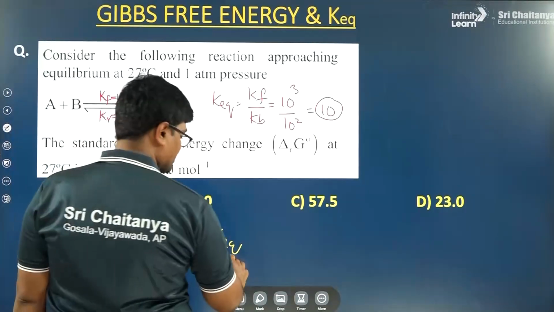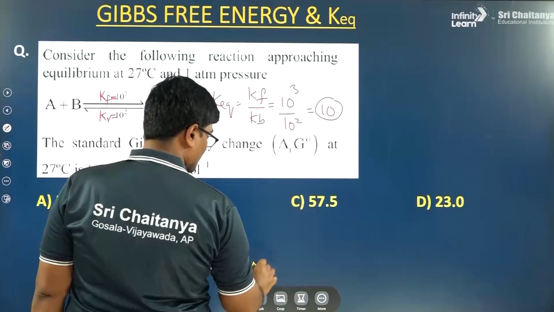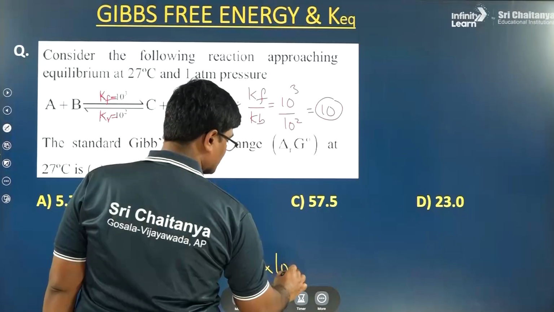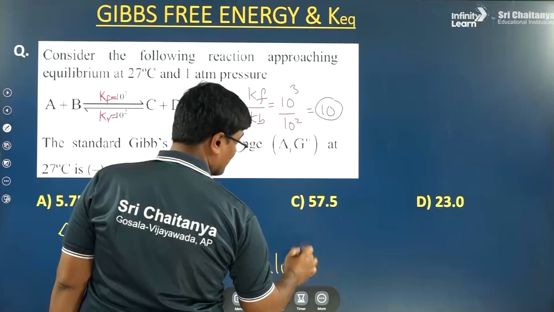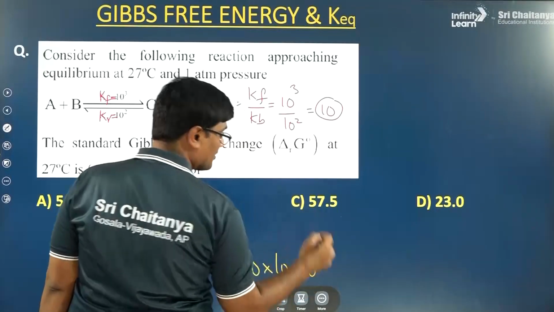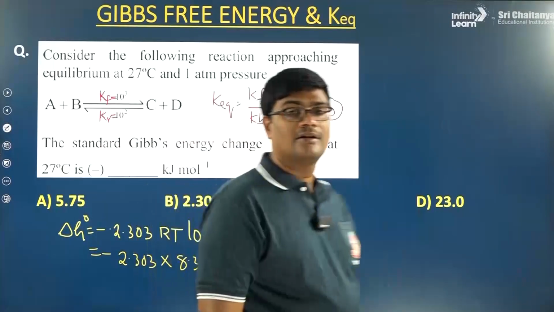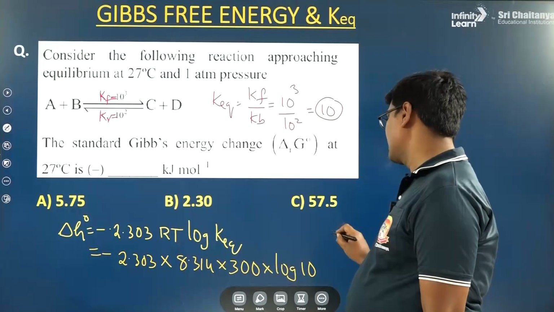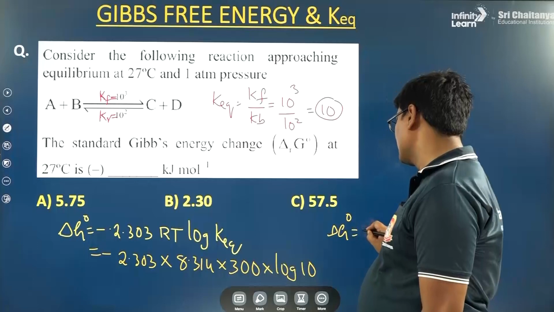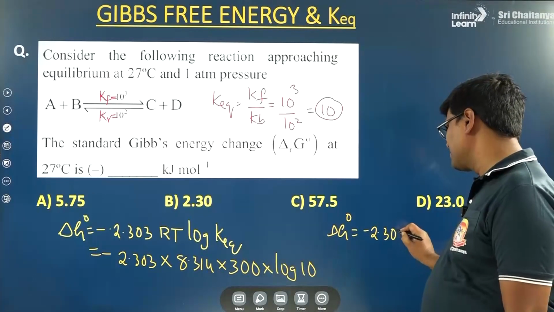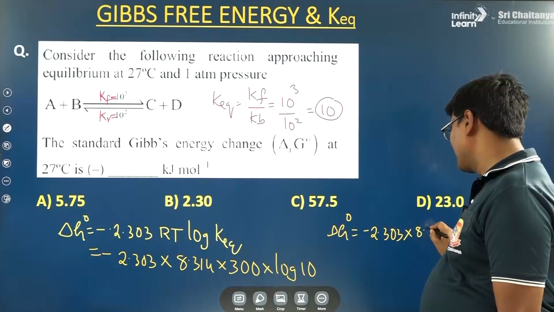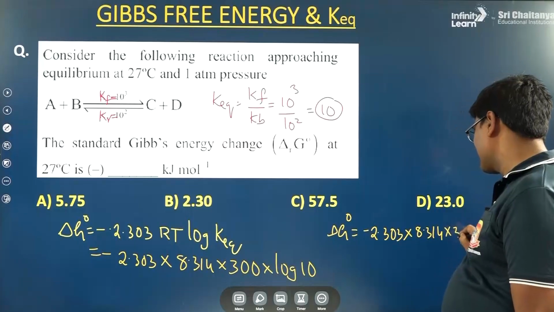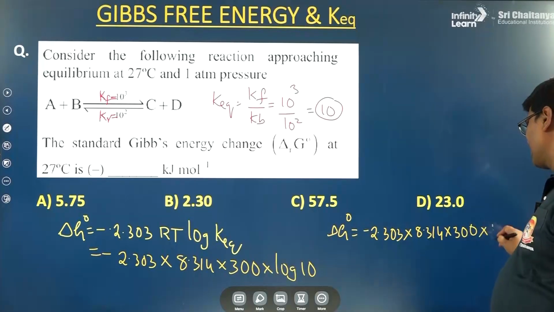What is the temperature? 300. What is the equilibrium constant value? That is log, equilibrium constant value is 10, log 10 I am writing. As we know, what is the log 10 value? Log 10 value is 1. Therefore, the delta G0 value is equal to minus 2.303, R value 8.314, temperature 300, log 10 value 1.